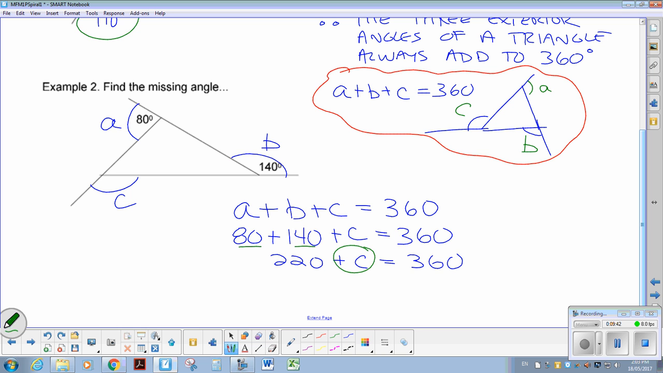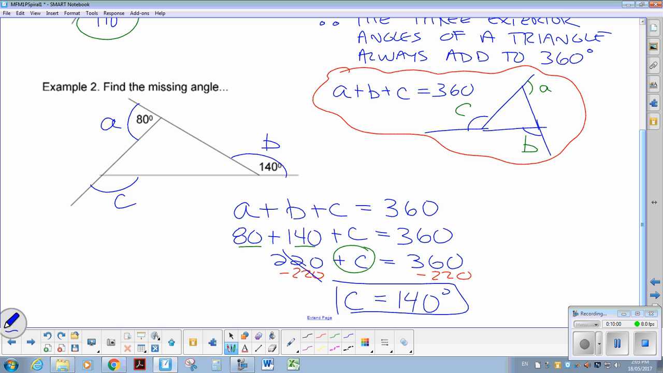Now we want to isolate for C, so we need to get rid of the 220, and we do that by subtracting. That will go to 0. C is then isolated, so 360 minus your 220 gives you 140 degrees.